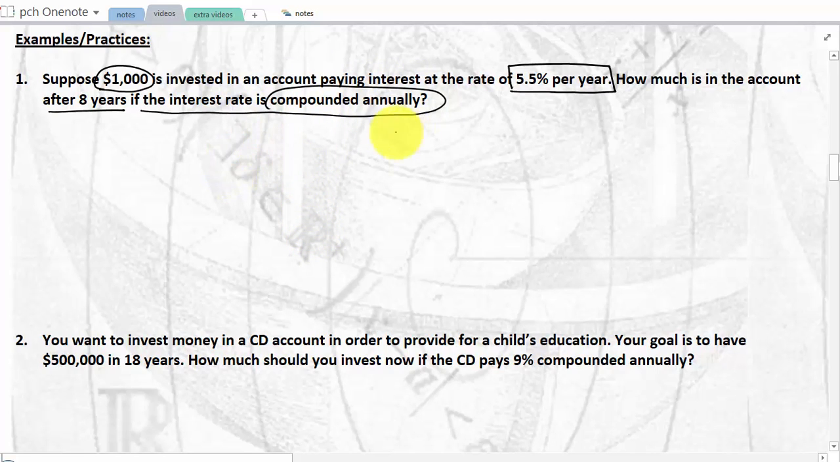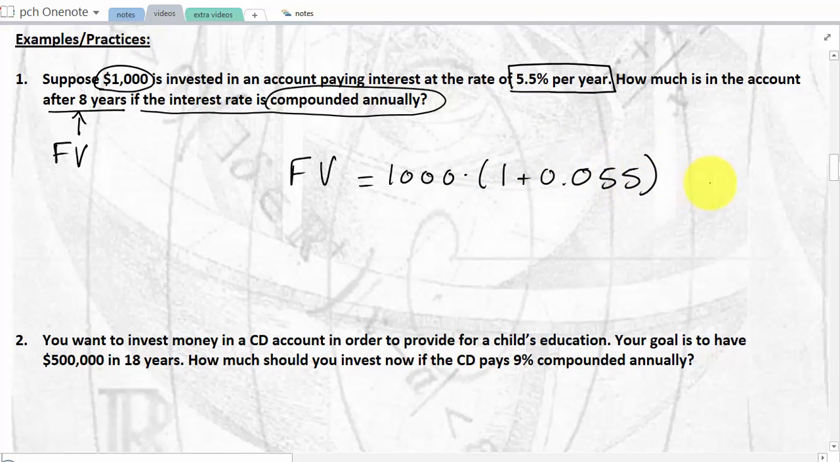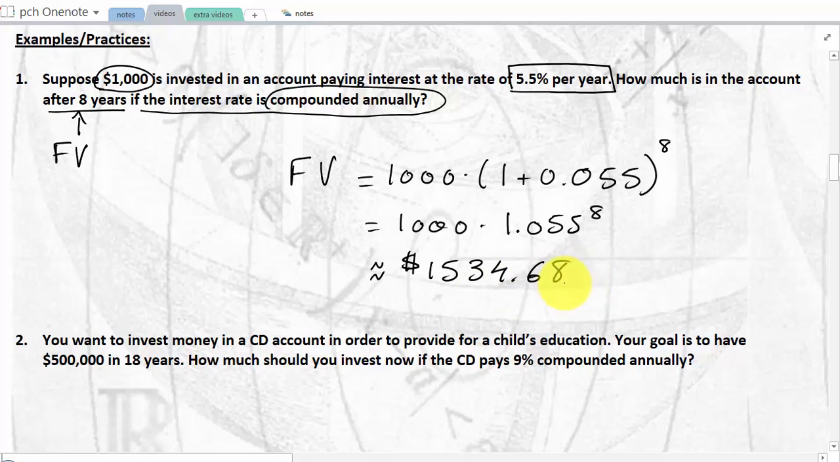So I have my formula. What they're asking me, how much is in the account after 8 years? They're looking for a future value. So this is a future value problem, okay? So I'm looking at the future value of a present value, $1,000, invested at 5.5%, so 1 plus 0.055, right? To the power of the number of years, which is 8, the number of compounding periods is 8. So basically it's 1,000 times 1.055 to the power 8. And if you type that in your calculator, you will find that the future value of your investment is about $1,534.68.